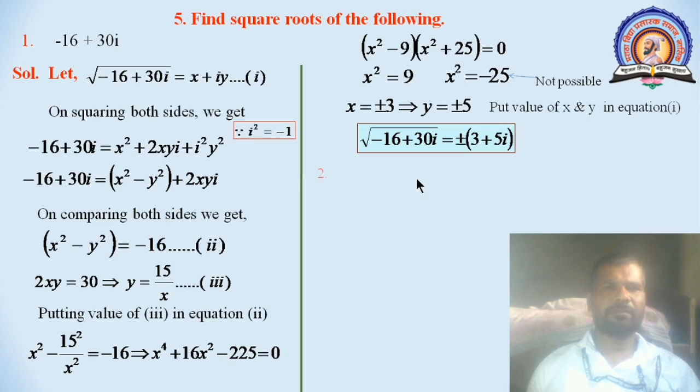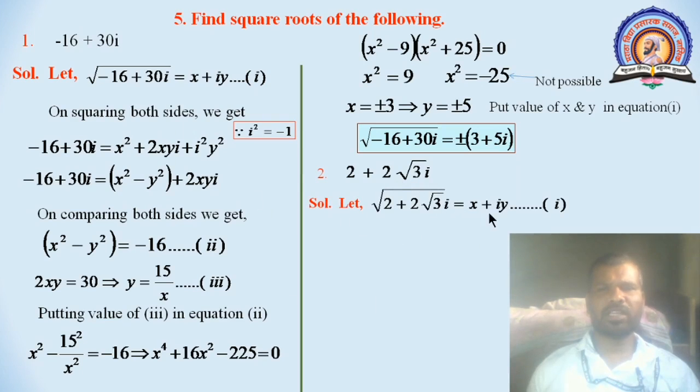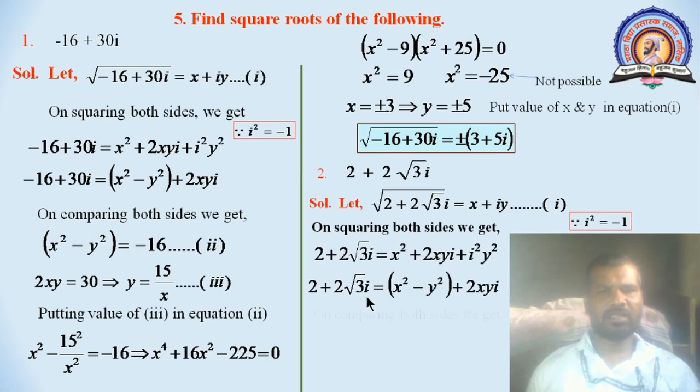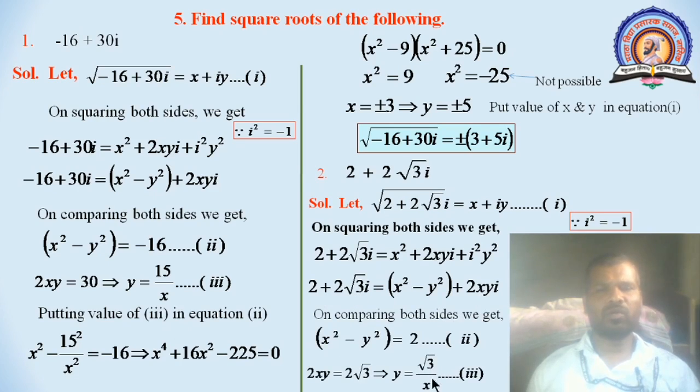Next example is find the square root of 2 plus 2 root 3i. In the same manner, let the square root of 2 plus 2 root 3i be equal to x plus iy. Squaring both sides and equating real and imaginary parts, we will get x square minus y square is equal to 2 and 2xy is equal to 2 root 3. Therefore y is equal to root 3 upon x.